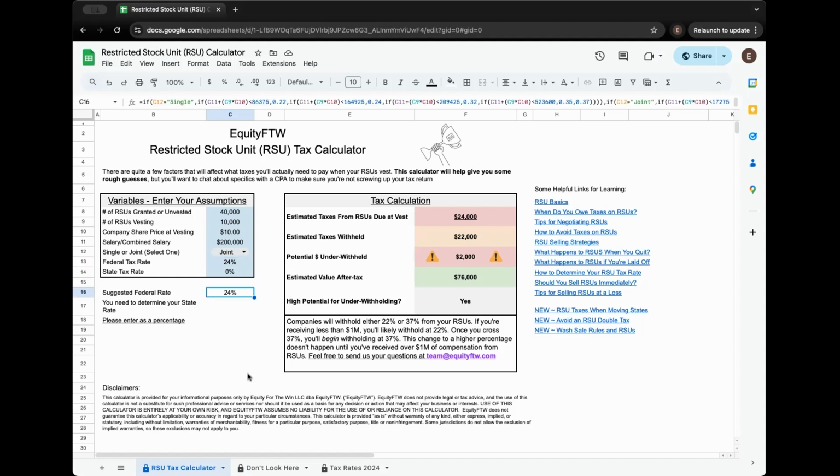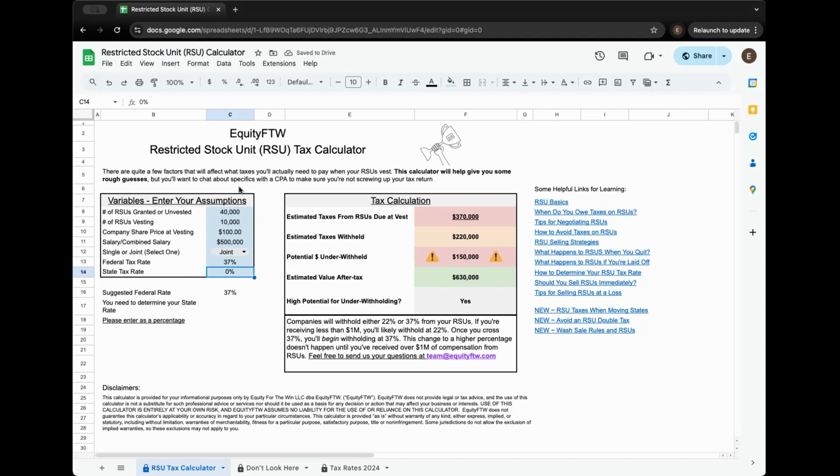The calculator does run a rough calculation of what your suggested federal tax rate should be. So if you put in that you have an income of $500K, and then you also received RSUs that were vesting that had a pretty good price per share, it would tell you, you know what, you shouldn't be doing 24%, you should be doing a federal tax rate of 37%. So we can adjust that.